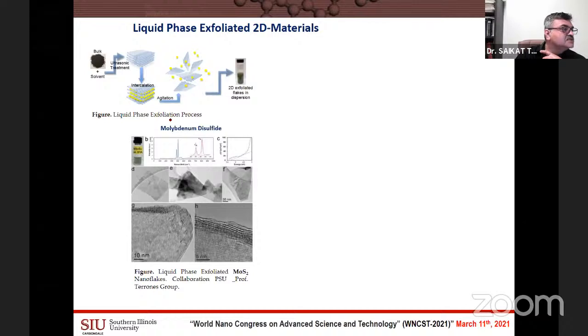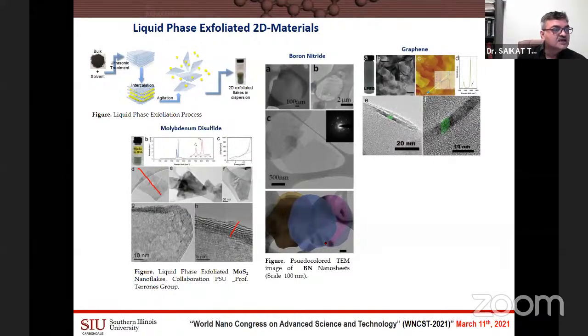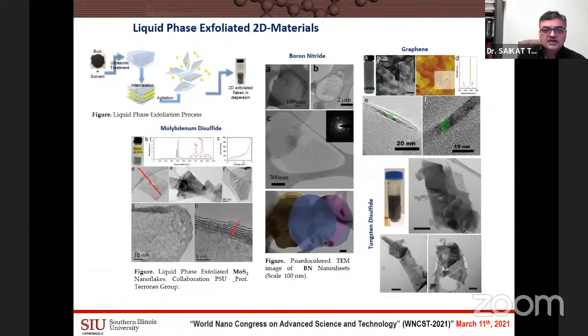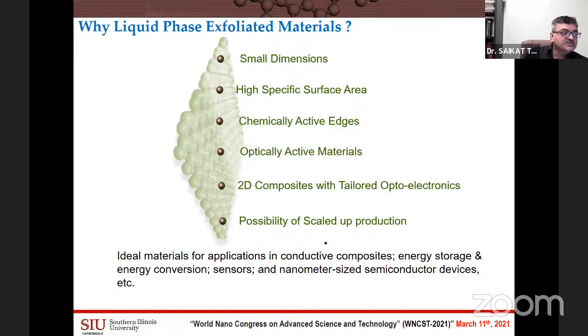So basically here you can see that these are MoS2 flakes, very, very small, but with very few layers. I mean, 2 to 3 layers of MoS2 flakes. Now you can do that with any kind of van der Waals materials without too much damage. These are boron nitride flakes, graphene, of course, and tungsten disulfide. So there are a whole bunch of materials that you can do. So liquid phase materials have small dimensions, high specific surface area, and chemically active edges. Some materials are optically active, and so on and so forth.